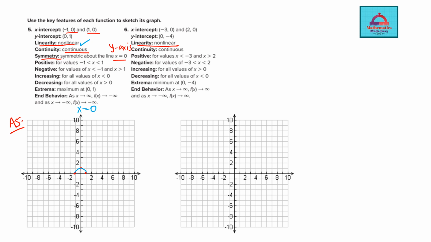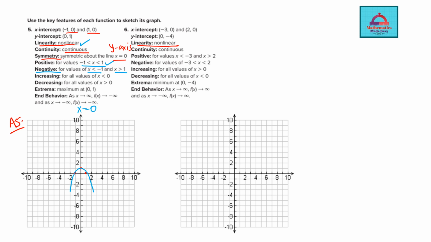Now the graph is positive for all values of x lying between minus 1 to 1, which is true. So this is already correct. Now we go to the negative part. So when x is less than minus 1, meaning the left side, the graph has to come down. Why does it have to come down? Because it is becoming negative. So this part, and when x is more than 1, this is going to come down. So both sides it's coming down.